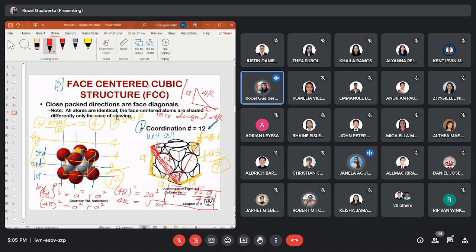Yes po, ma'am. Okay, so you simply use the Pythagorean theorem. So, kung nakuha na po natin yung relationship ng R at A, we can now compute for the atomic packing factor. Okay, so I'll share to you now po a Jamboard, and then let us see how you derive for the APF.